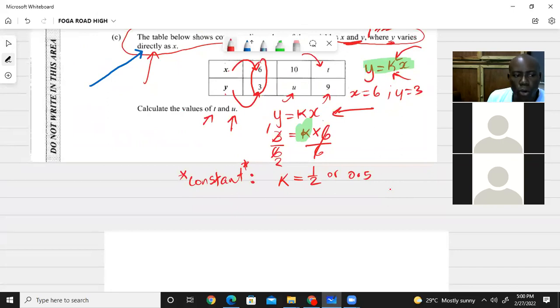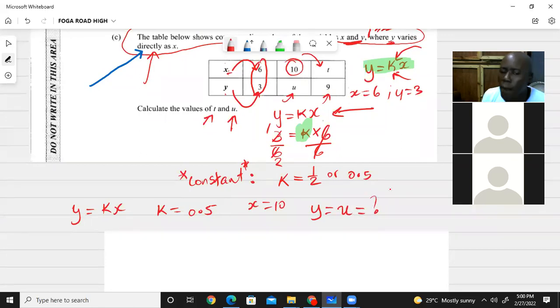Watch this. Remember that Y is equal to KX all the time until this question is finished. Now you know that K is 0.5, or you can use a half. Now you know that X is 10 right here. But if you ask me what Y is, I don't know. They said it is called U, and they say, can you find the value? No problem. So in other words, Y is U. So all we need to do is to find a value for U. So I'm going to put the U where Y is, so that at the end of the day, I'll get U equal.